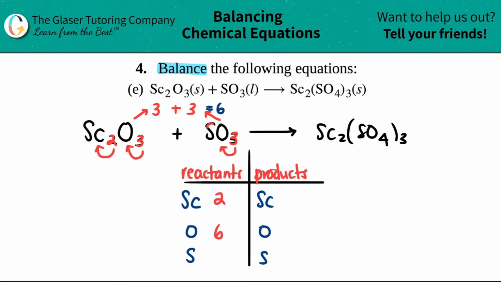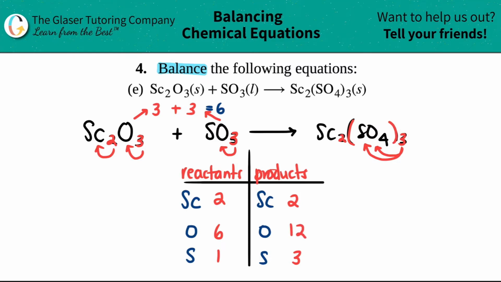And then I just got to finish up. I have just 1 S. There was no number here like a 2 or a 3. So I have 1 sulfur. Then I just got to go to the other side. Looks like I have 2 scandium. Now I have something in parentheses and I have a subscript, which means that I multiply by all the numbers and all the elements inside the parentheses. So I had 1 sulfur inside, but now it's being multiplied by 3. So I have 3 sulfurs. And then I have a total of 12 oxygens. 4 times 3 is 12.